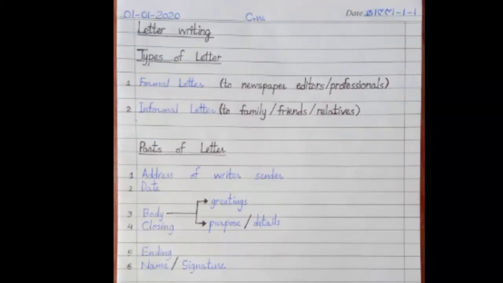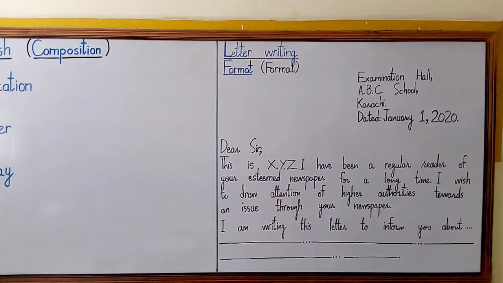Then part number 4 is closing. You will skip one line in between part number 2 and 3, and you will skip one line in between part number 4 and 5. Then part number 5 is ending, and in the end part number 6 is name or signature. Dear students, let us go through the formal letter format first.